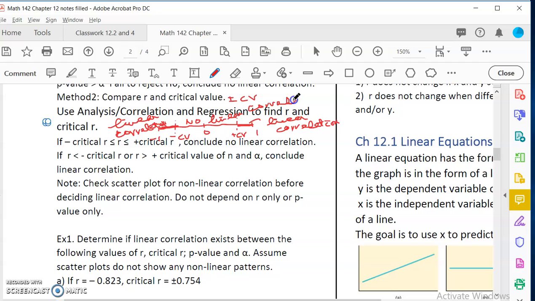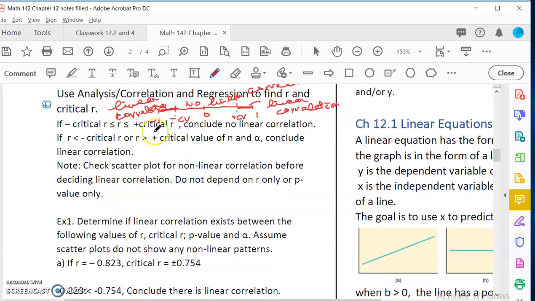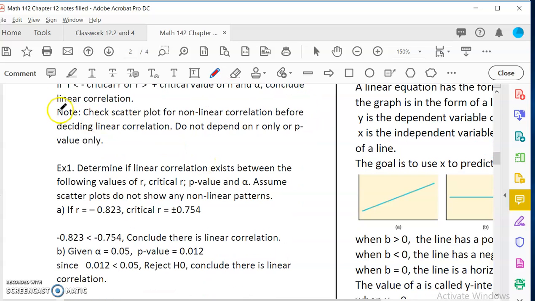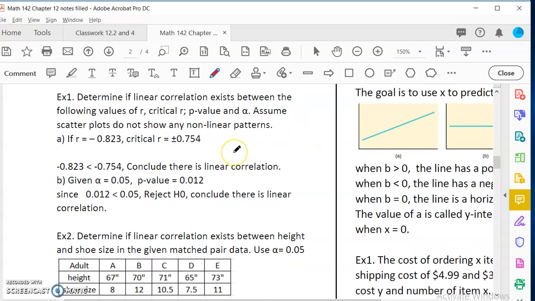Correlation, right? So I think a picture is good. Whenever you have to check, if you don't like to do p-value, you can use this method. But in both cases, you have to make sure that you check the scatter plot to make sure there's no nonlinear pattern. So let's do some practice.